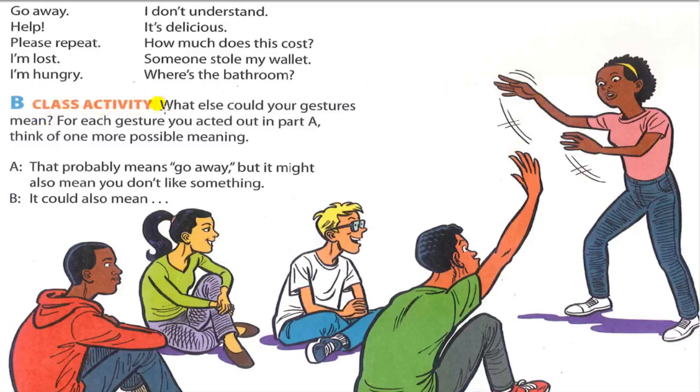B. Class activity. What else could your gestures mean? For each gesture you acted out in part A, think of one more possible meaning. A. That probably means go away, but it might also mean you don't like something. B. It could also mean something else.